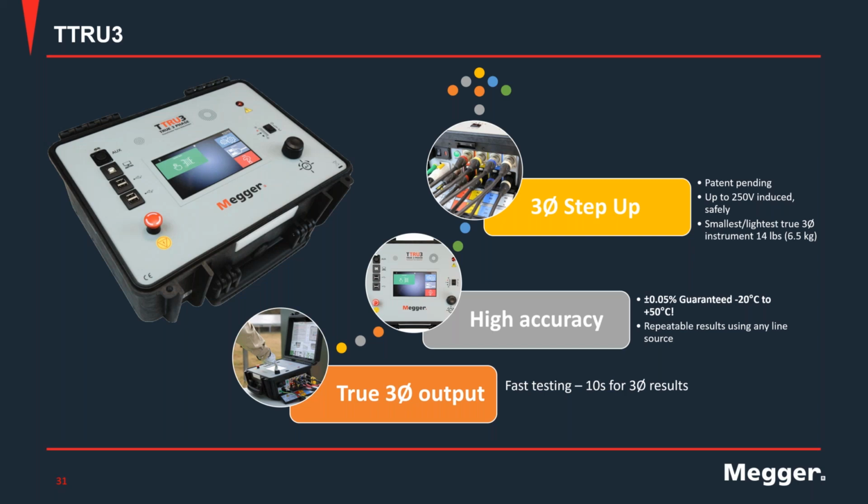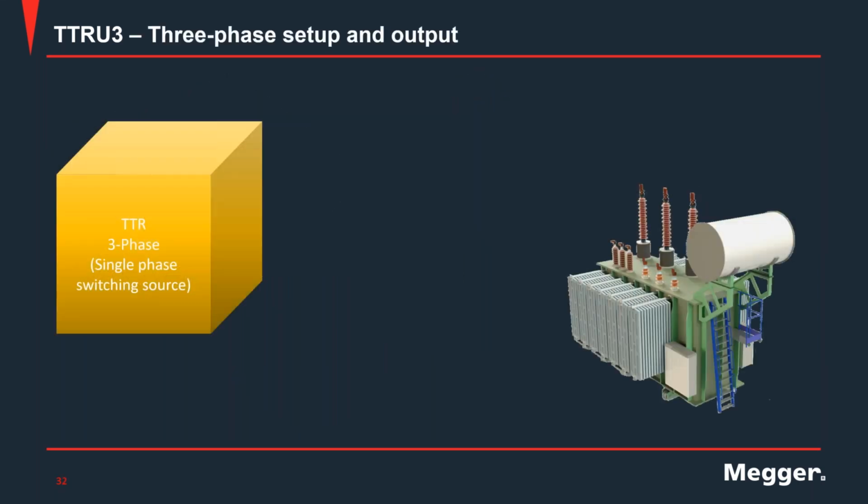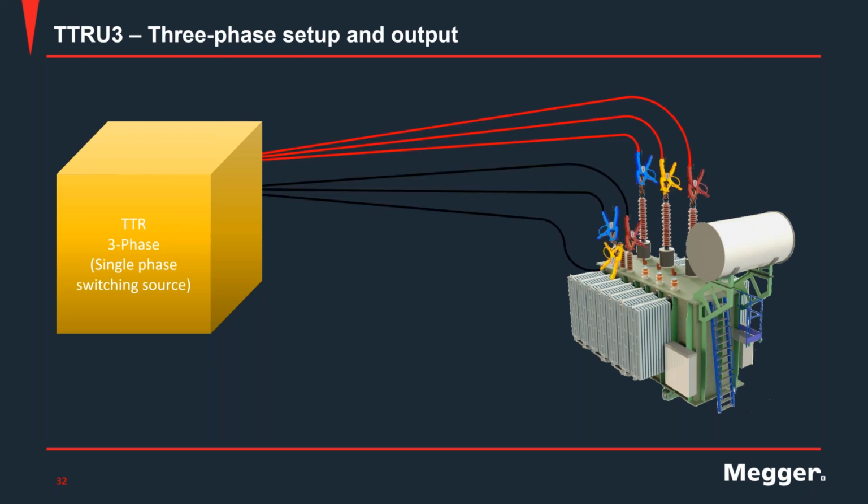Let's look in a little bit more detail about these features. The first one is the three-phase setup and output. When we look at the traditional TTR, a lot of times we call these units three-phase TTRs, in the sense that, as I'm showing you right here, I have the capability of connecting to all the windings of the three phases of my three-phase transformer. This is important mainly for safety, but it will save a lot of trips up and down the ladder if I'm testing a large transformer. It will save me some time.